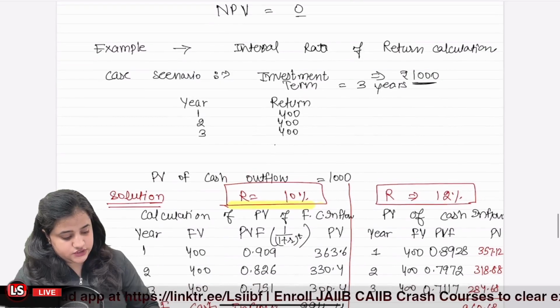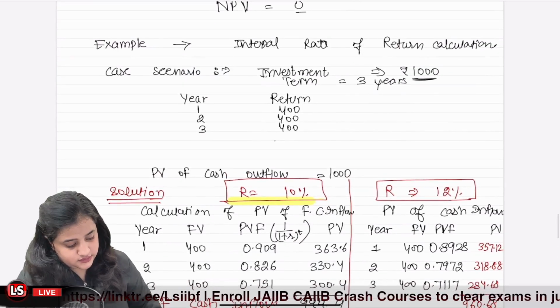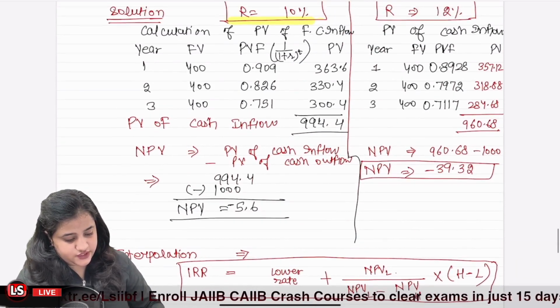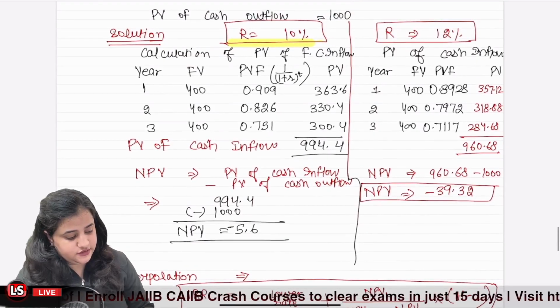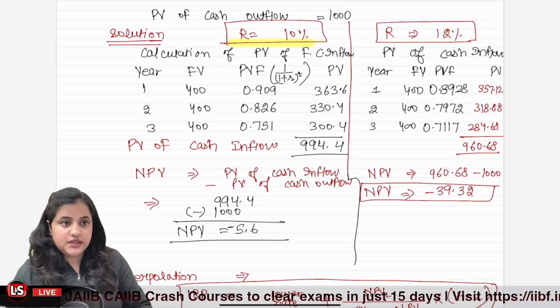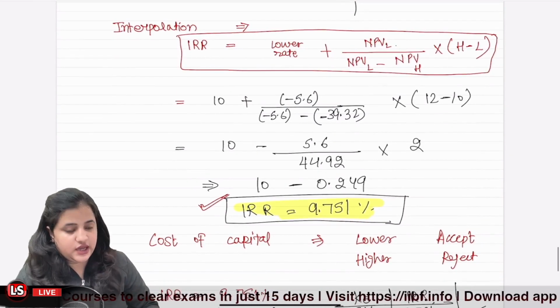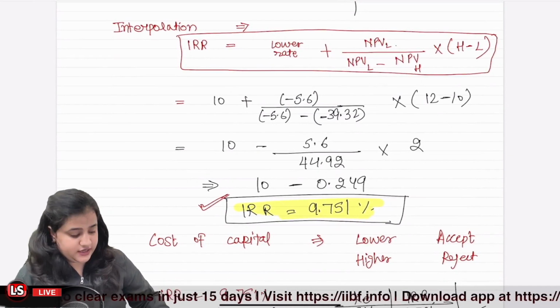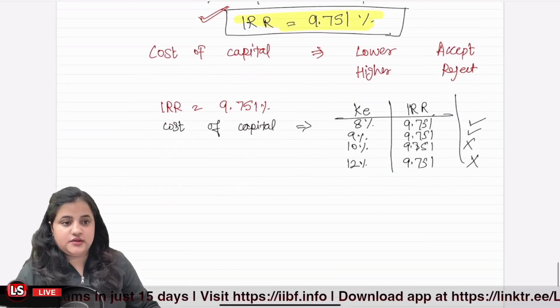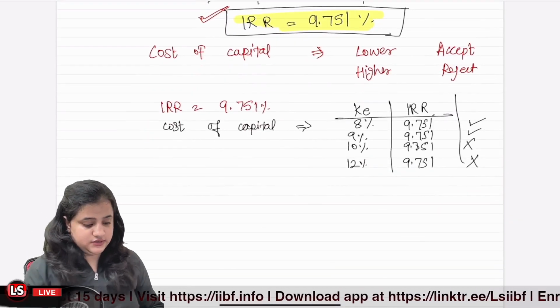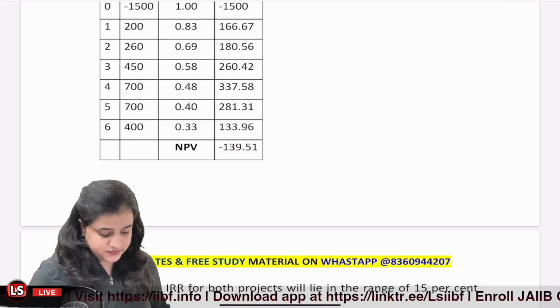This is your question, and that is the solution we have taken. First, trial and error method to calculate two NPVs. After that, we have taken interpolation to calculate the IRR of the project, and this is the investment decision we take. Clear? So let's go back to the notes.